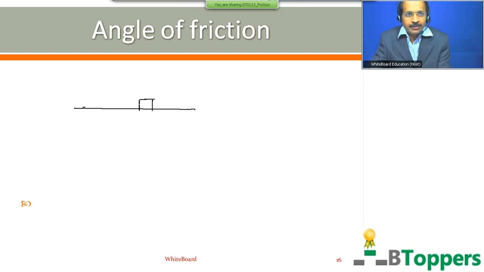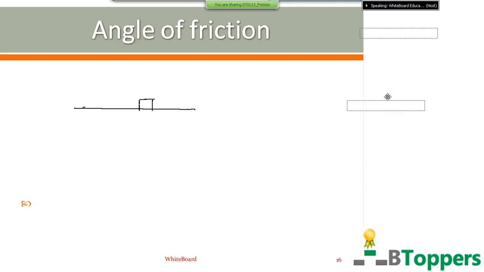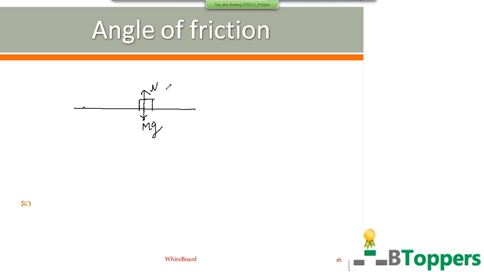Then two forces act on the block. One is its weight mg, which acts vertically downwards, which is the gravitational force on the block by the earth. Second force is the normal reaction force exerted on the block by the floor. So there are two forces acting on the block here. One is its weight mg, second one is the normal reaction force on block by the floor.